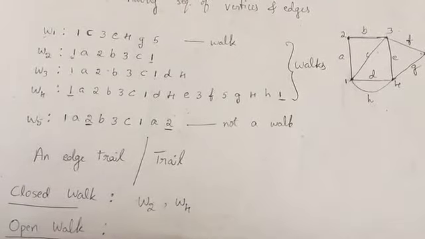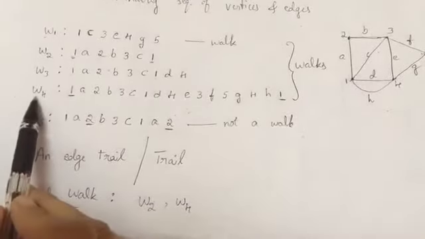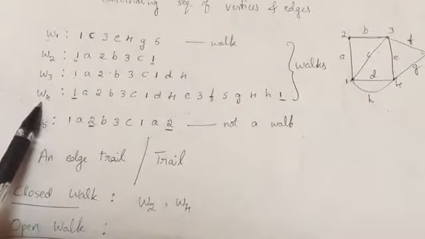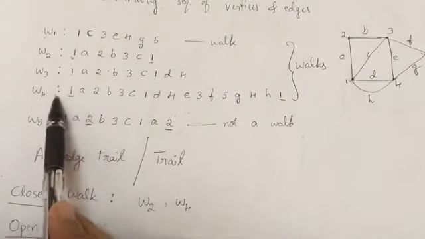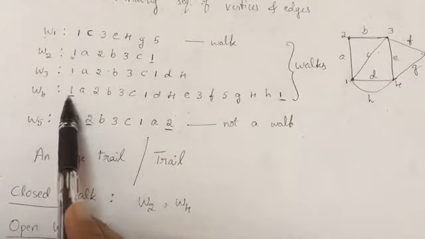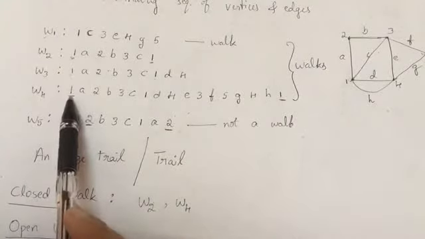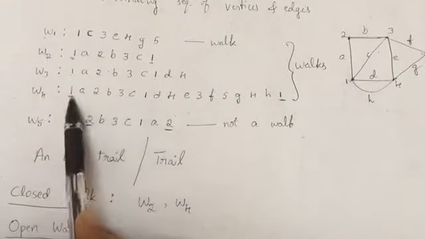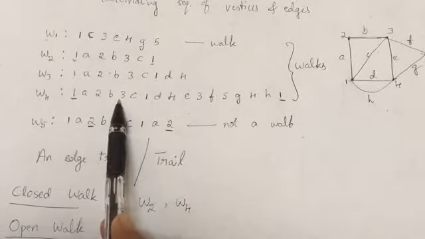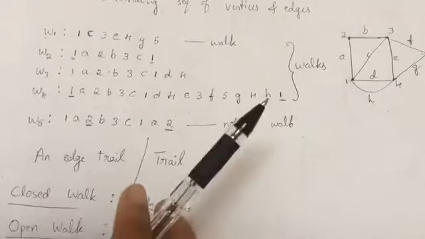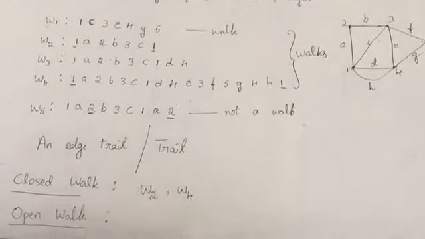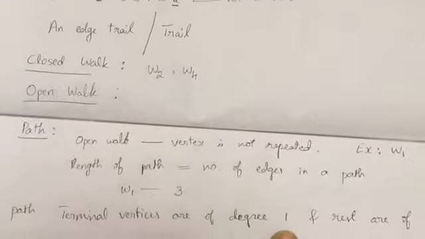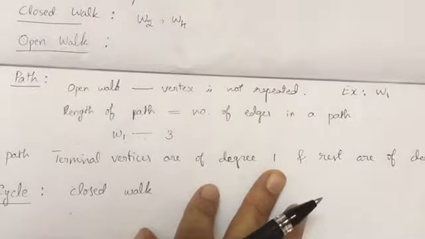And even here, in walk 4, we feel like it's a closed walk, so we may think that it is a cycle, but it is not a cycle because of course vertex 1, the initial vertex, is repeated more than once, but along with the initial vertex, vertex 3 is also repeated. So W4 is not a circuit or closed path, circular path or a cycle.